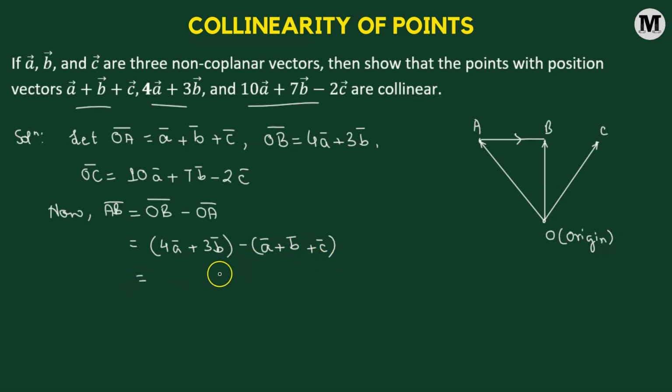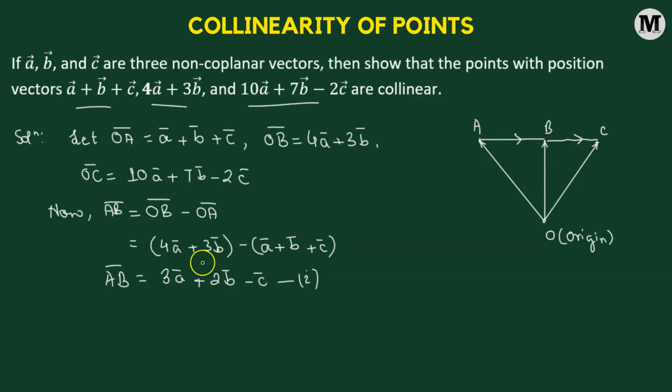Now what's 4A minus A? So that's 3 times A vector. 3B minus B, so that's going to be 2B vector. And we have negative C vector. So this is our vector AB. We're going to label this as number 1. Fine.